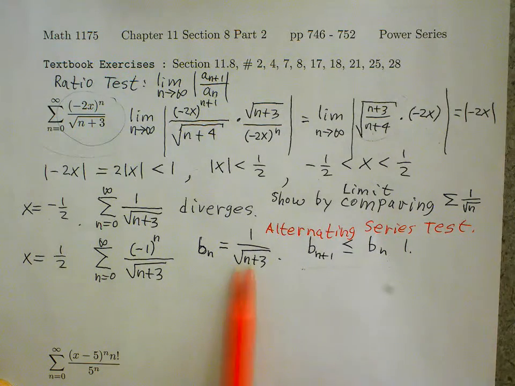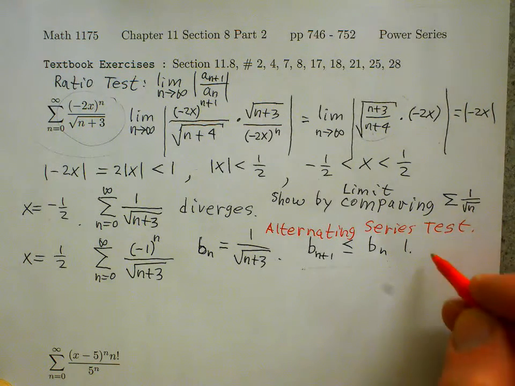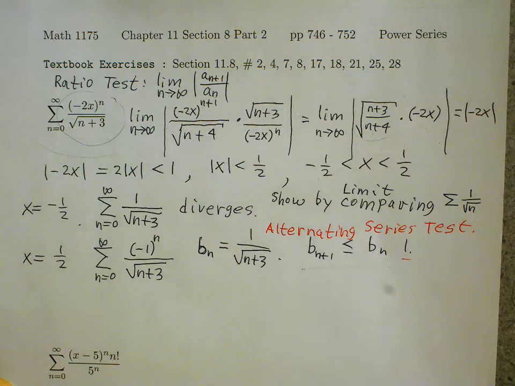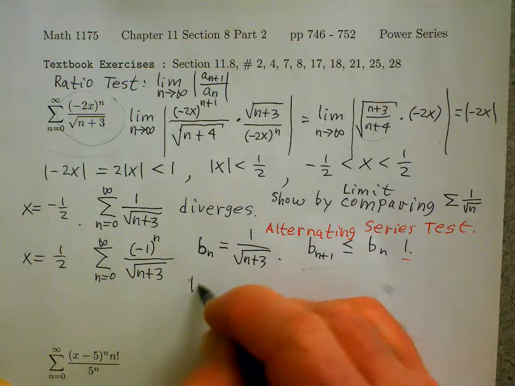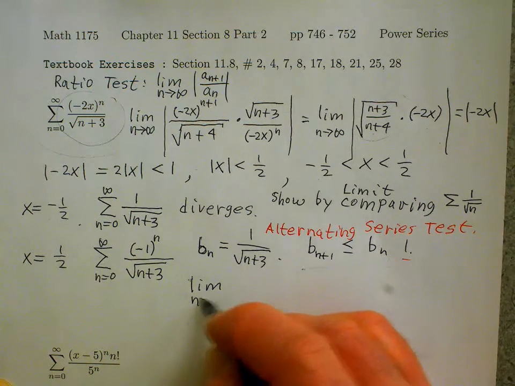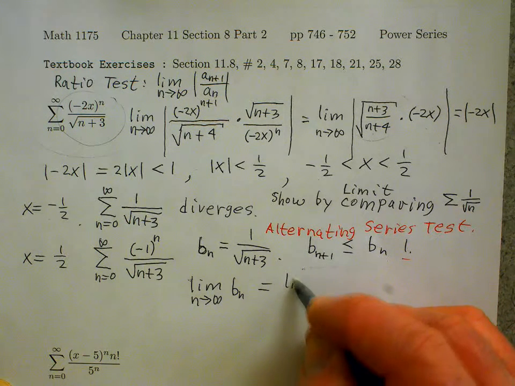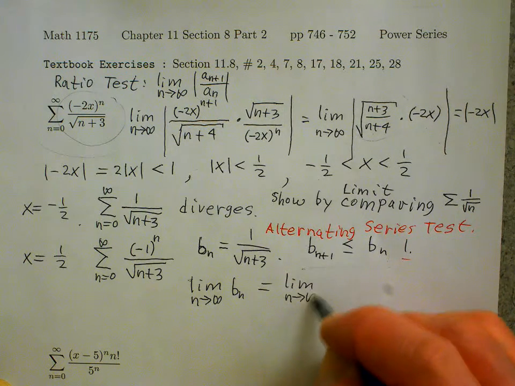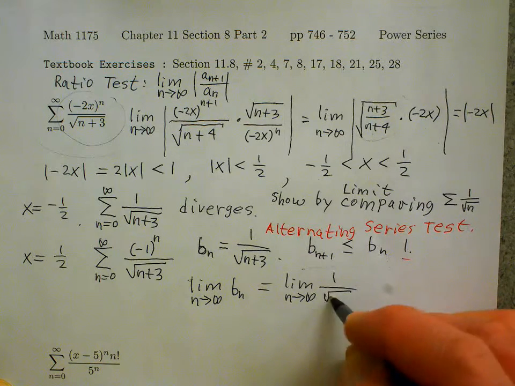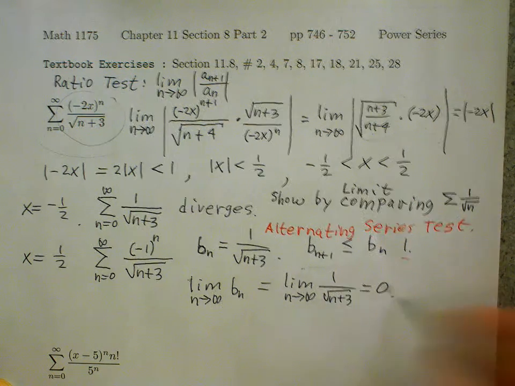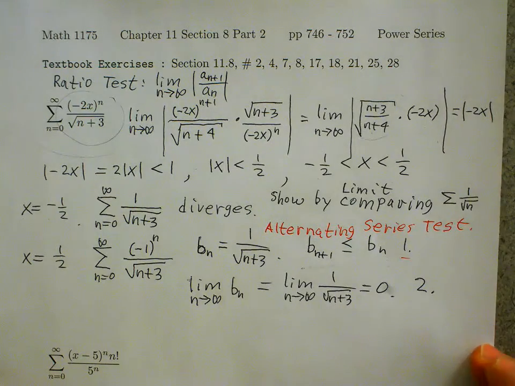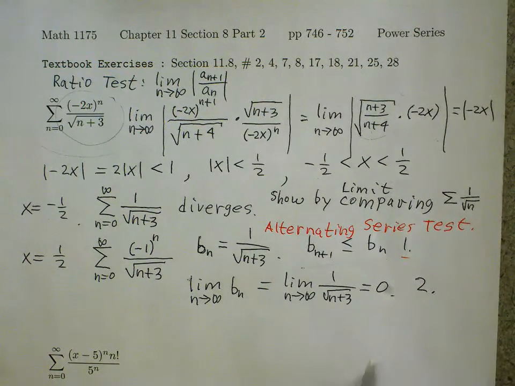So that sequence of numbers is decreasing. That's the first requirement. And then the second one is that the limit of those terms equals 0. So that's the second requirement of the alternating series test. So that means we do include 1/2 in the interval of convergence.